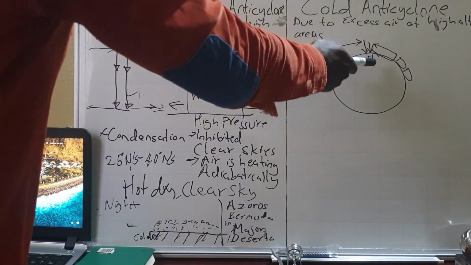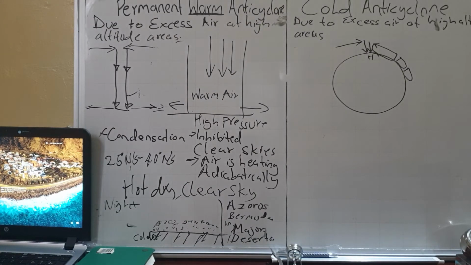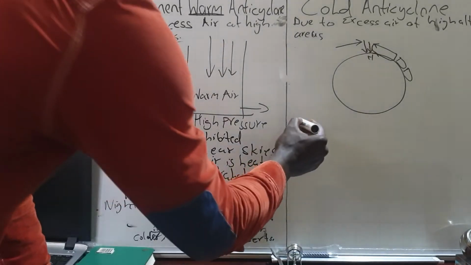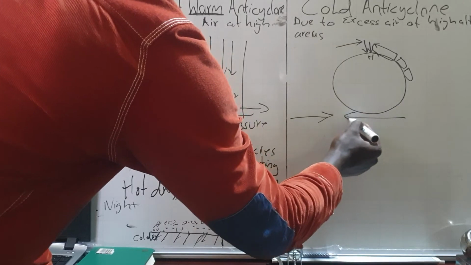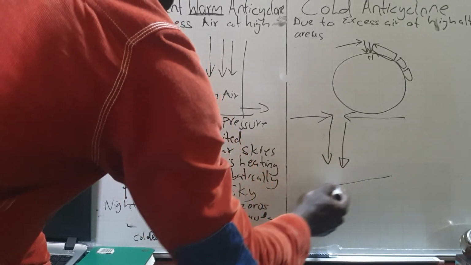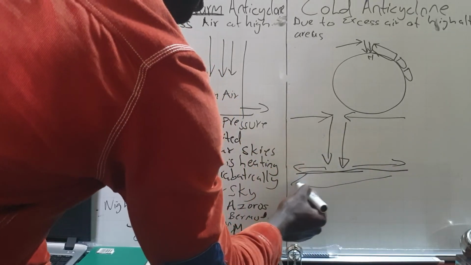So this is one type of cold anticyclone, but it's not the major one. There are others, we'll see. But if you say it is, it is. So you can't dispute that. What makes it different from this is that the air converges and then subsides, and then it diverges. It's still the same concept, but the only difference is on the ground.